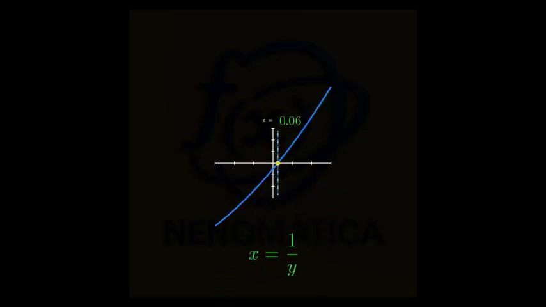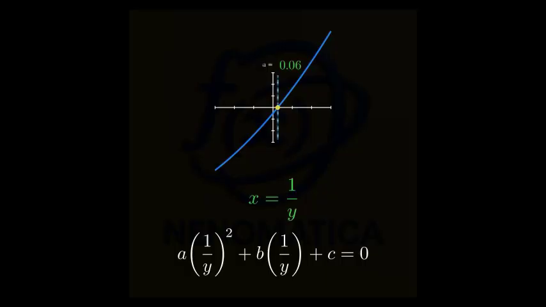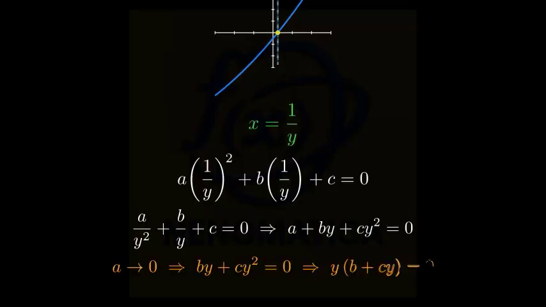Plugging in gives a over y squared plus b over y plus c equals 0. Multiply by y squared to obtain a plus b y plus c y squared equals 0. As a goes to 0, we get by plus c y squared equals 0, or y times the quantity b plus c y equals 0. Therefore, either y tends to 0 or c y tends to minus b.